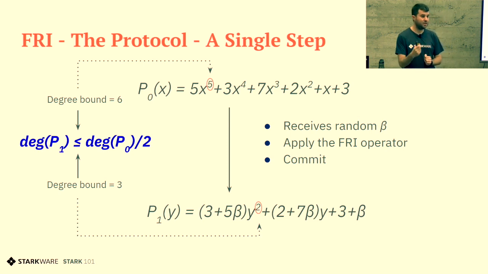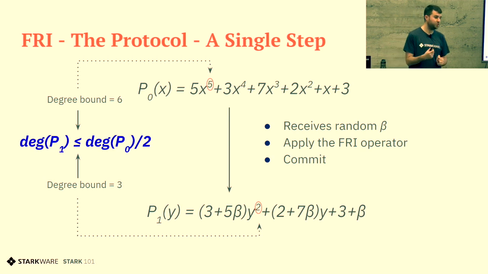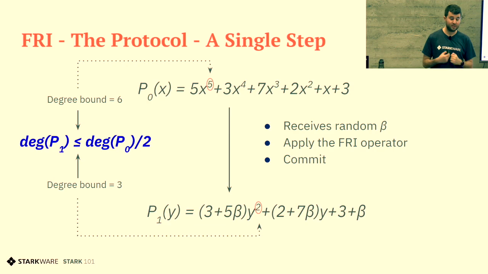In each step, it reduces the degree bound by half, and by applying it a number of times, we reach the point where we are left with a constant number, and then we just send it.